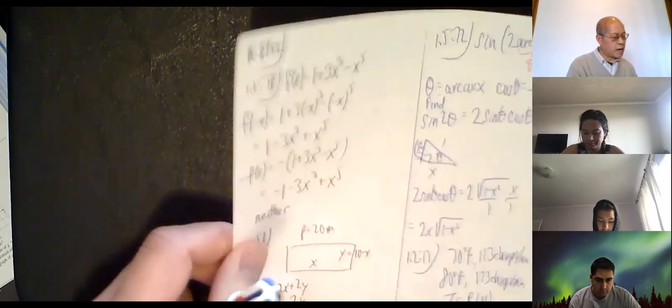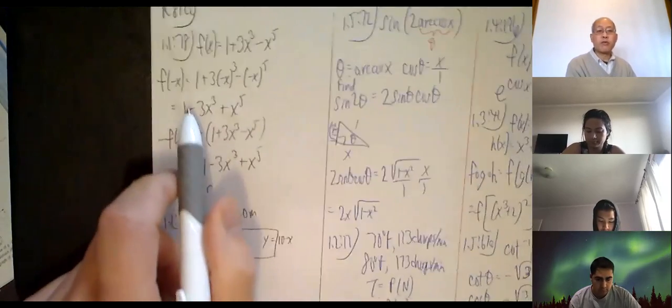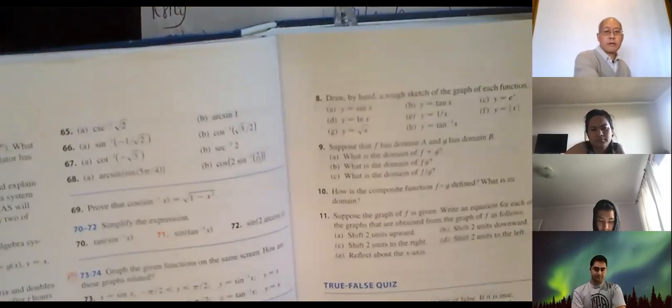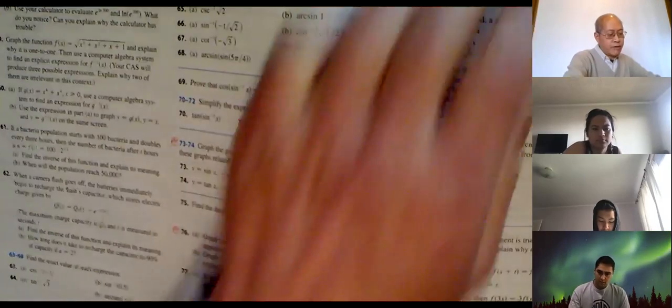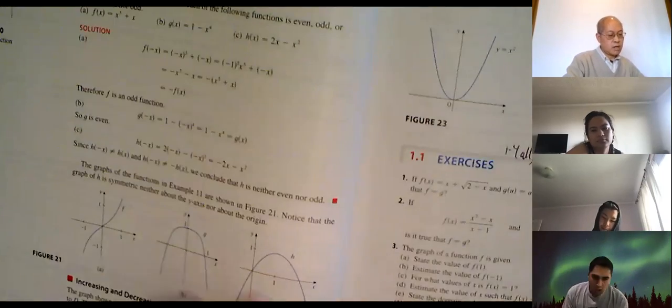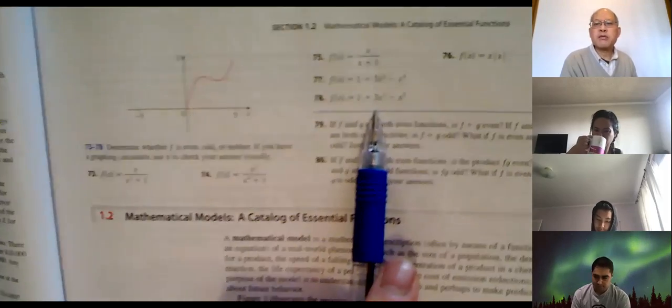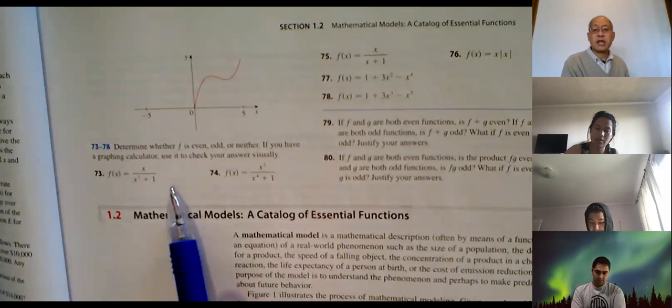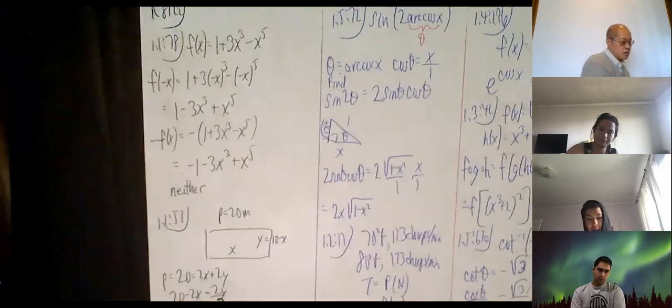Let me go all the way back to 1.1, problem 78. So we're in review mode now. Go back and show you 1.178. 1 plus 3x cubed minus x to the 5th. Is it even, odd, or neither?